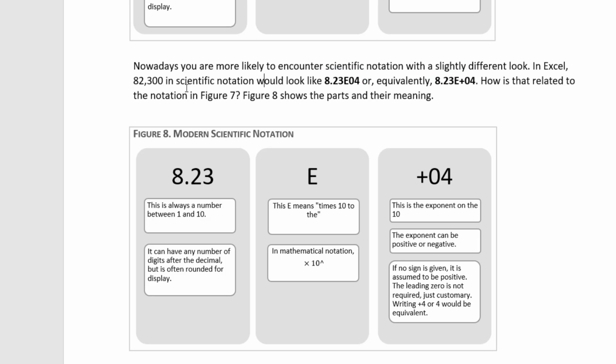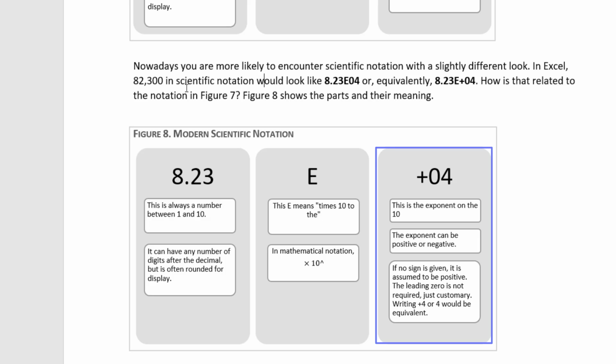So how is that scientific notation related to the notation in figure 7? Well, figure 8 shows the parts and their meaning. Looking at figure 8, which shows the more modern scientific notation, the left panel still shows the 8.23 and nothing about that has changed. The E in this expression means times 10 to the. So in mathematical notation, that E is actually taking care of the times 10 and the caret, which would signify the exponent.